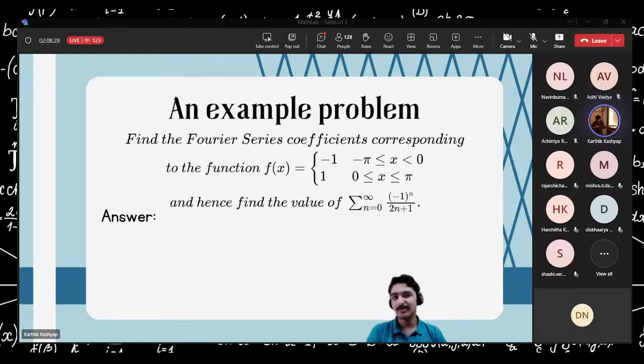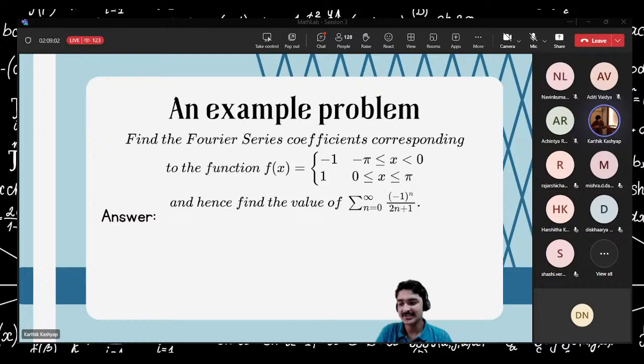Now we have an example problem that we will solve using the Fourier series that we have learned so far. Let's say there is a function f of x that is equal to -1 from -pi to 0 and 1 from 0 to pi. Of course, this is a periodic function and I mentioned only the values from -pi to pi. After this, again, it goes on like this itself. So we have to find the Fourier series coefficients for this function. Let's do trigonometric, and we also have to find the value of the summation that is mentioned.